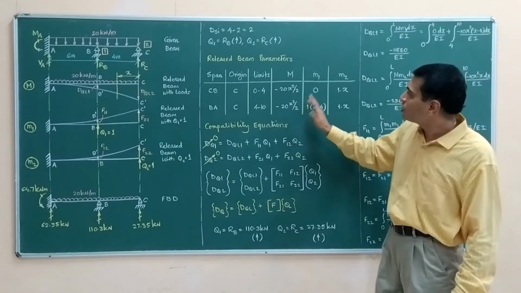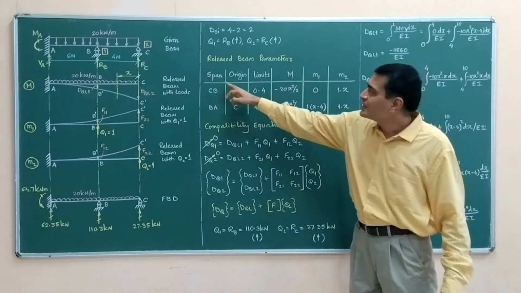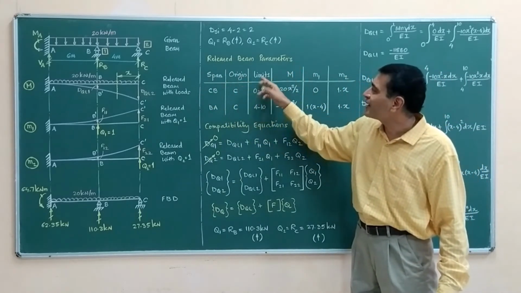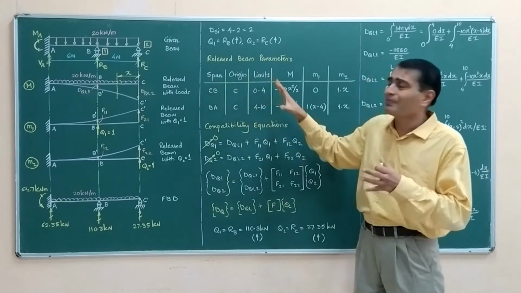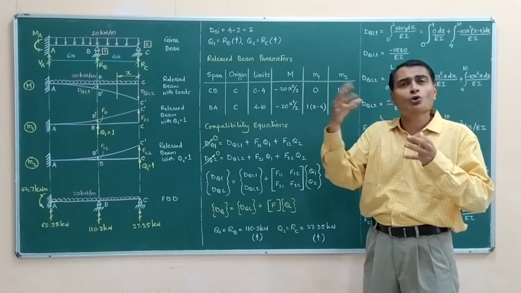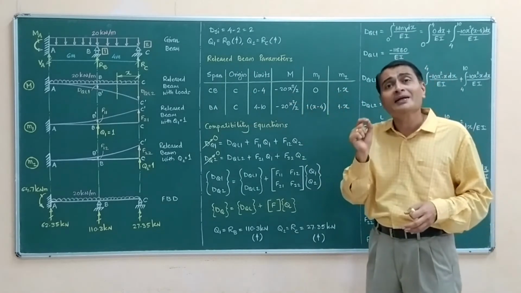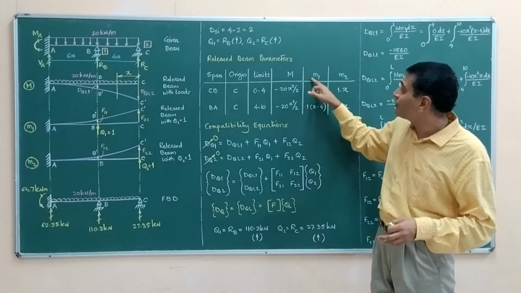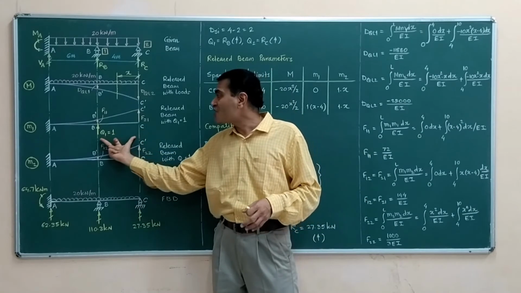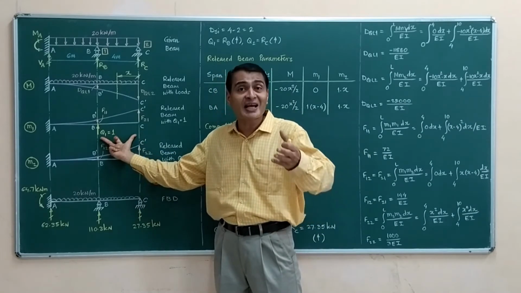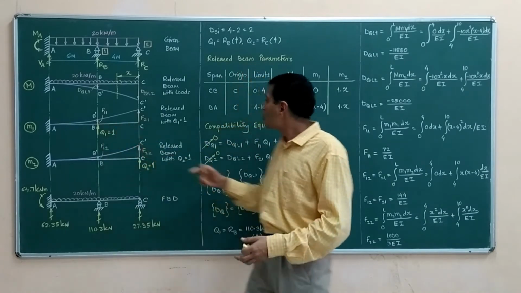So I hope you have followed these columns so far perfectly. Spans I have written, origins I have written, limits I have written. These are going to be the same whether you are discussing M or M1 or M2 or whatever. These expressions, bending moments, you have to write carefully. So now I go ahead with the M1 diagram. That means I am looking at this diagram. As far as span CB is concerned, as we discussed a few minutes back, there is no bending moment here. So I am writing 0.